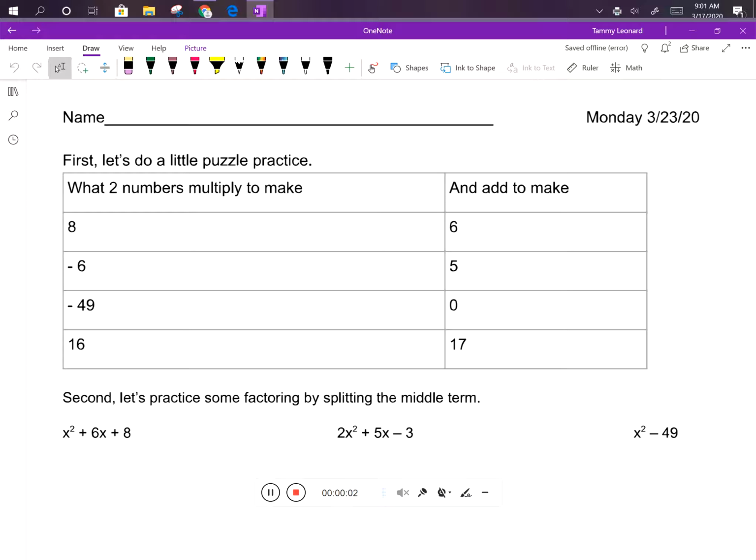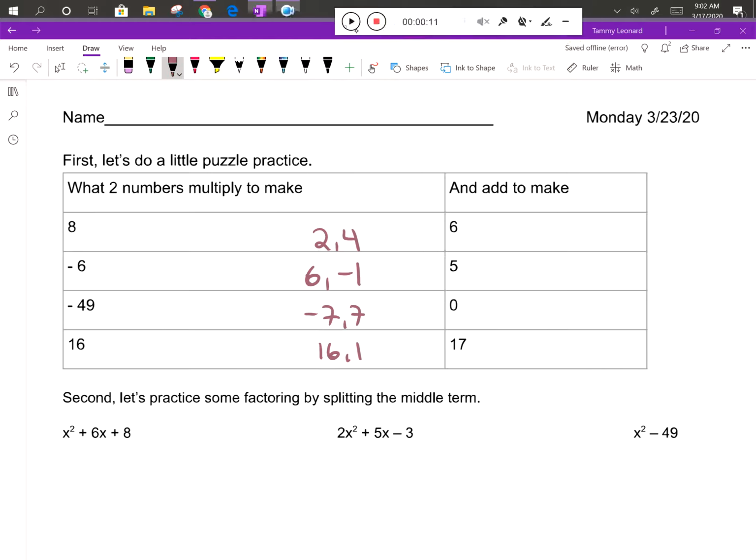Start by doing a little puzzle practice. Here's 4 puzzles for you to solve. Push pause, try the 4 puzzles, and then push play when you're ready to check your work. All right, so now that you've got the puzzle solved up above, let's tackle a few of these problems.